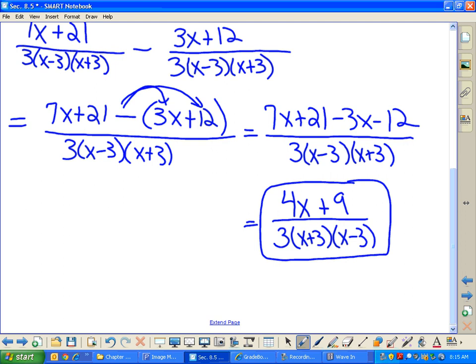So remember that you're subtracting that whole second numerator. Watch your signs. Distribute that negative all the way into both. Okay, questions about that? Because that is our last example of the day.